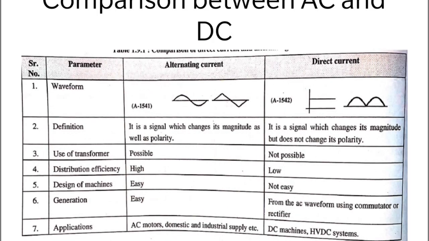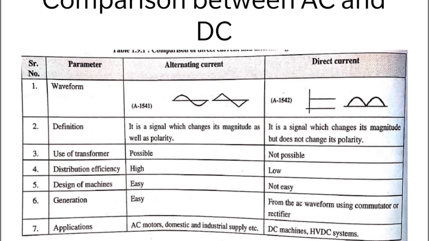If we compare AC and DC circuits, first the waveform is differentiated. Next, we can also differentiate on the basis of definition. Alternating current is a signal which changes its magnitude as well as polarity, and as I have said, direct current changes its magnitude but doesn't change its polarity.